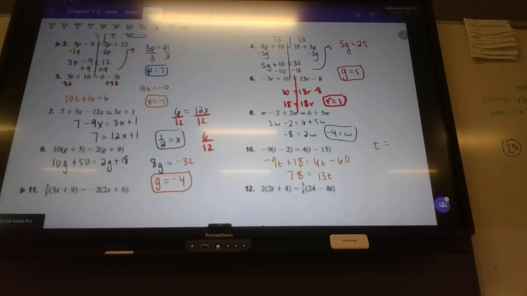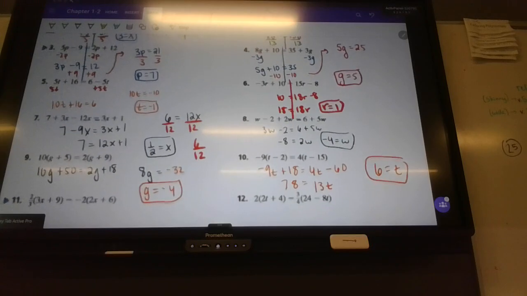Oh, I know. I see my mistake. No, that's 13C. Did we do 78 divided by 13? I must have made a mistake. It's 6? Yeah. There we go. Sorry, I didn't have those answers prepared.